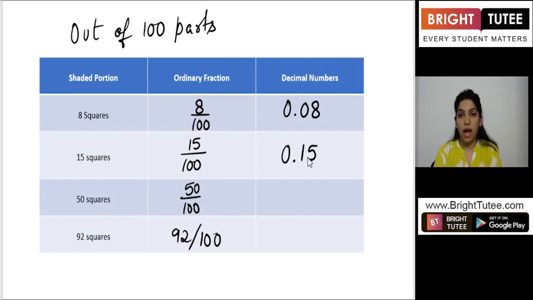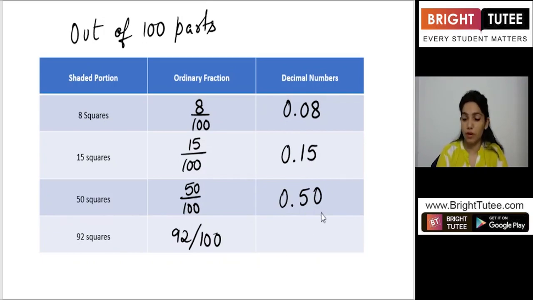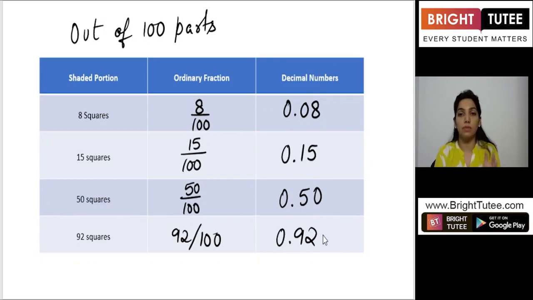15 over 100 is 0.15. I didn't read it as 0.15 because it's a decimal number, it is 0.15. Now the next is 50 over 100. So it is 0.50. The next one is 92 over 100. So it is 0.92. I hope now we are very much clear how to write the numbers in fractions and how we can convert them into decimals.